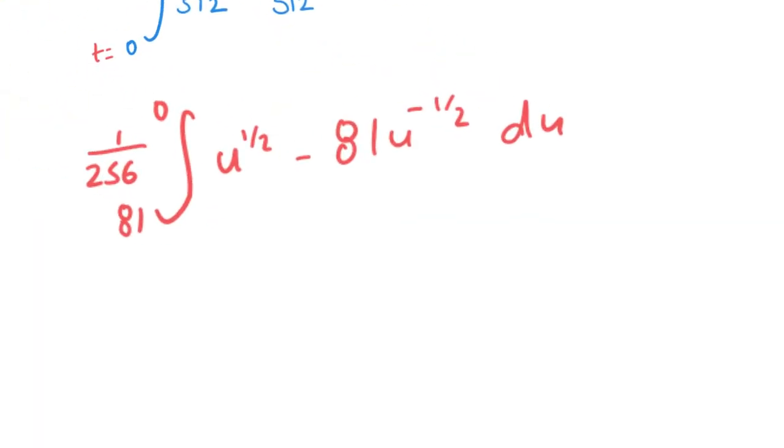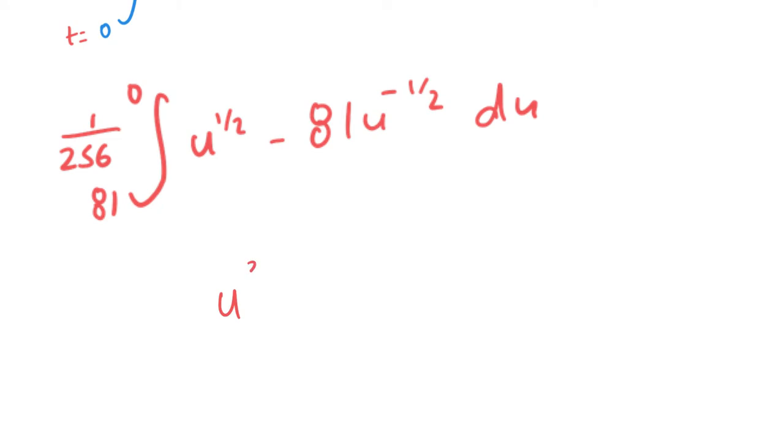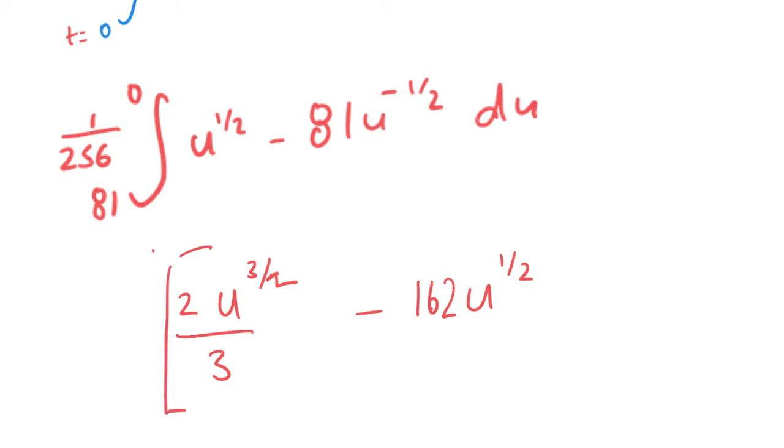Okay, now let's actually integrate this. Okay, increase the power by 1, divide by the new power. Increase the power by 1, divide by the new power. Is that right? Yep. Right, now we're going to put this between 0 and 81. Now don't forget at the end we're going to multiply by 256. Right, let's give this a go.